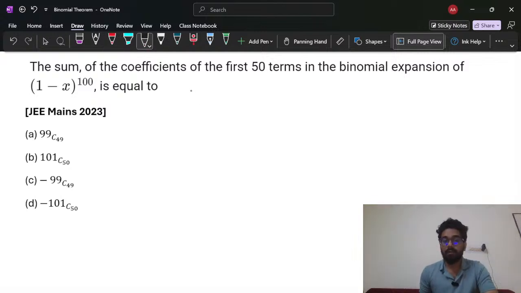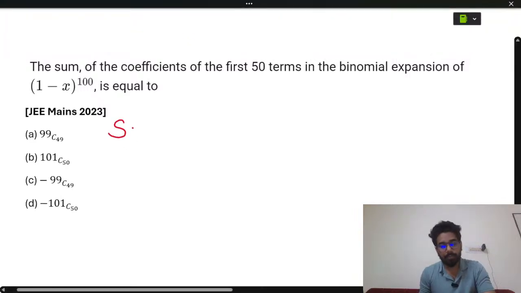Okay, now the question: sum of coefficients of the first 50 terms in the binomial expansion of this. Okay, let's write down the terms over here. So how will you write down the sum part?